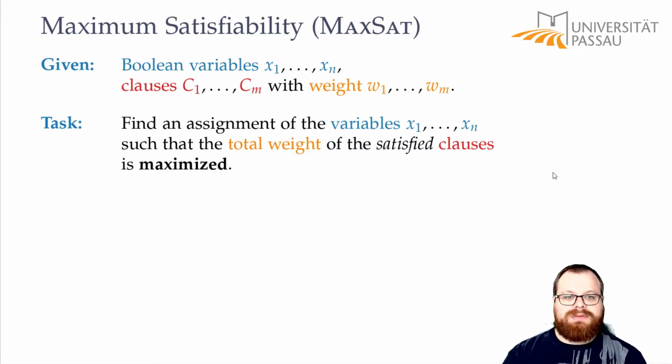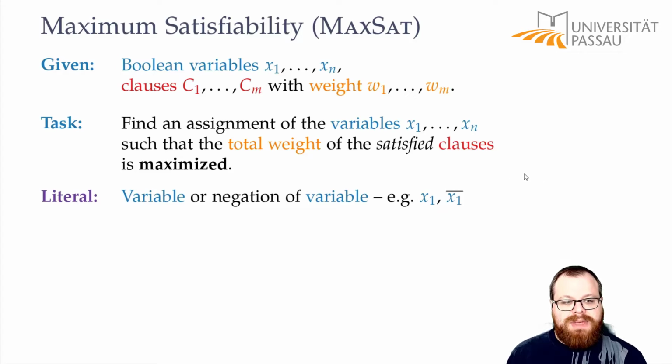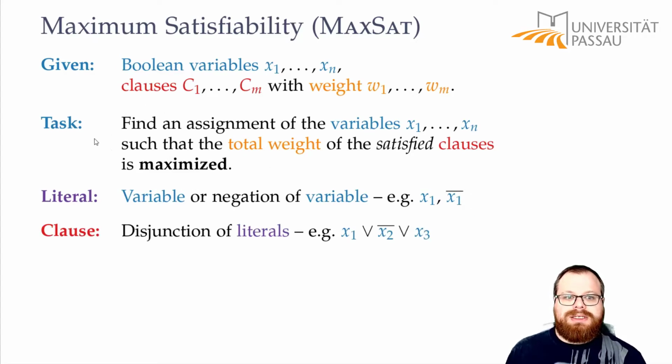To make sure that we know what all these definitions mean, we have a literal, that is a variable, or the negation of a variable. So for our Boolean variable x1, this could be either x1 or not x1. Then a clause is a disjunction of literals. So for every clause, we have some of these literals, so variables or negated variables, and we want that at least one of these literals is true.